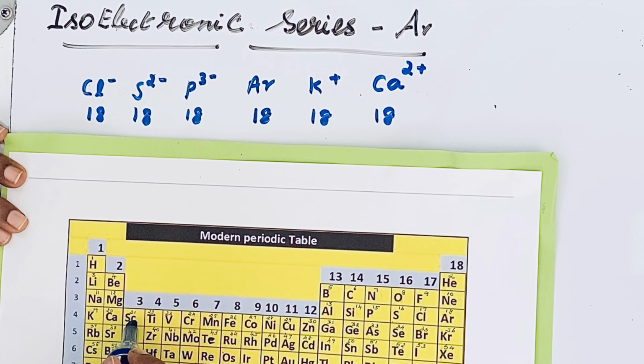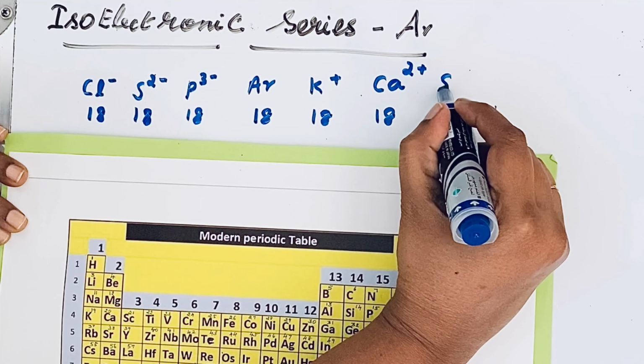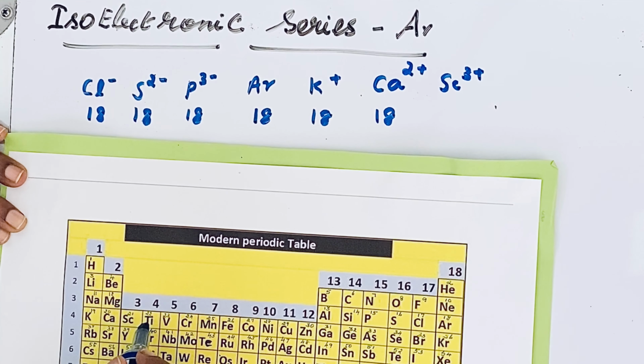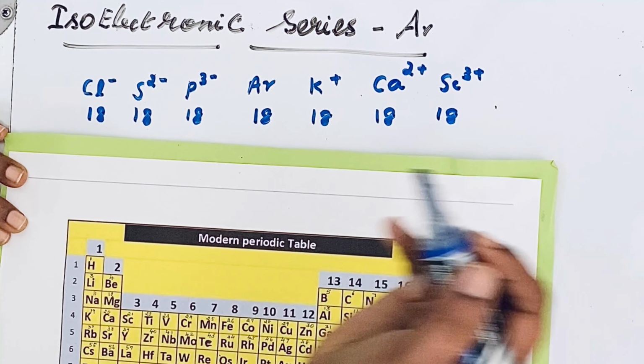Now come to scandium. The atomic number is 21. It is in the third group, so the valence electrons are 3. Since it is a metal, it loses the 3 electrons and forms Sc3 plus. So what is the total number of electrons now? 21 electrons. Losing those 3 electrons, the total number of electrons is now 18.